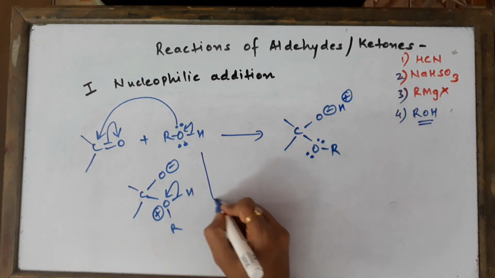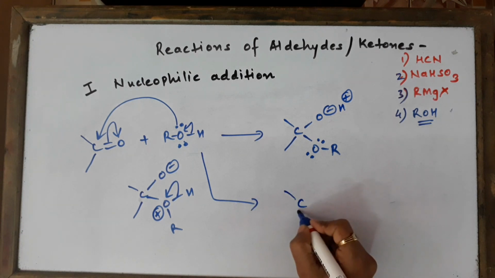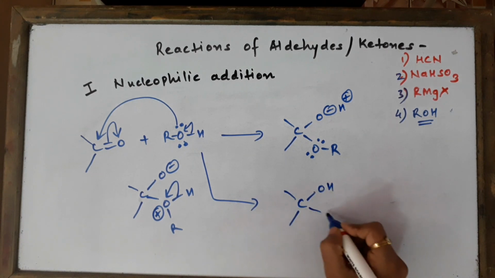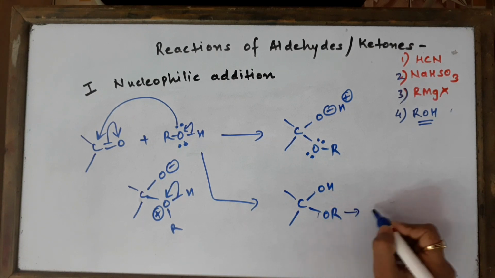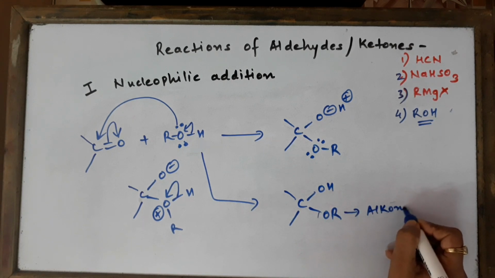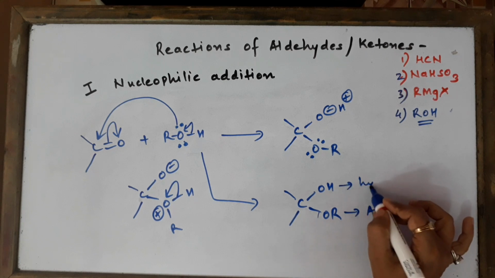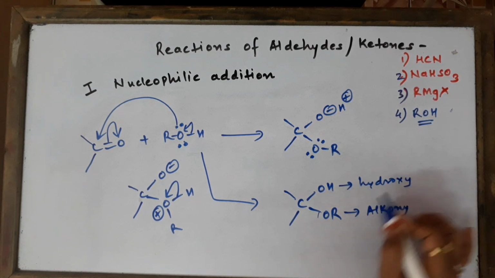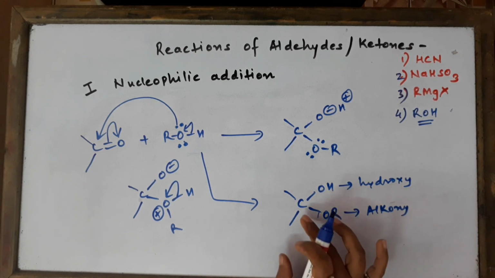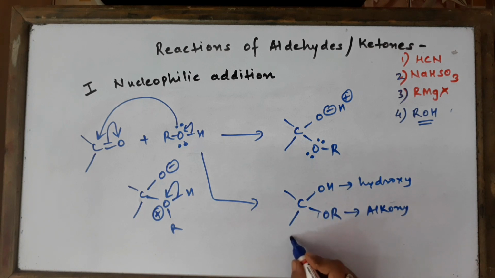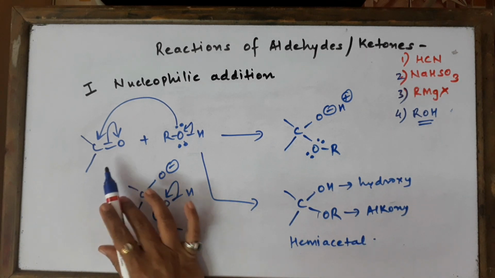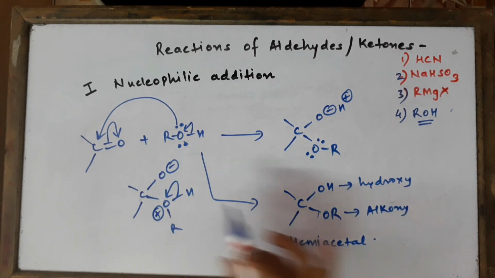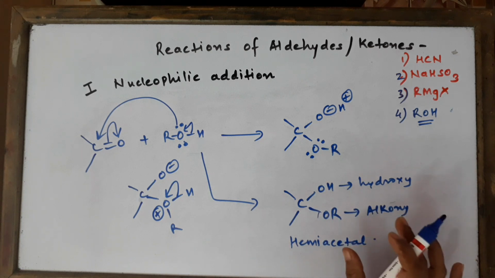So what step do we show? In exam, we directly show like this, COHOR. So we get an alkoxy group attached, and we get a hydroxy group attached over there. So this kind of compound in which an alkoxy and a hydroxy group is attached on the carbon atom will be called a hemiacetal. So when an aldehyde or a ketone reacts with 1 mole of alcohol, the product formed is called a hemiacetal.